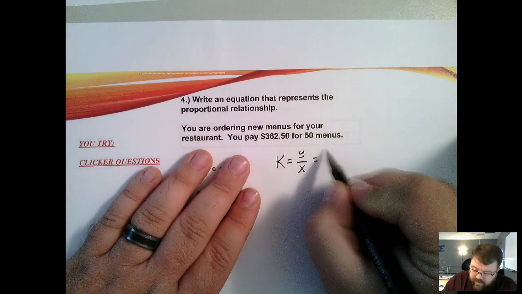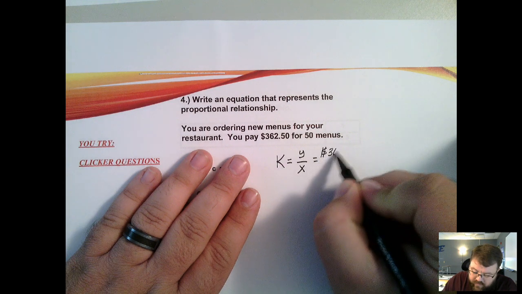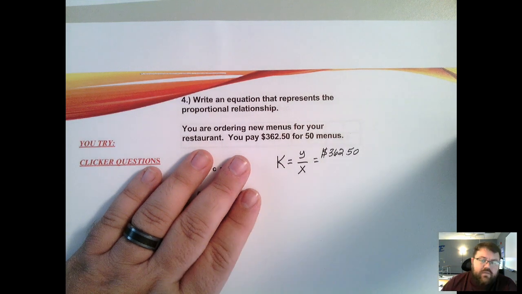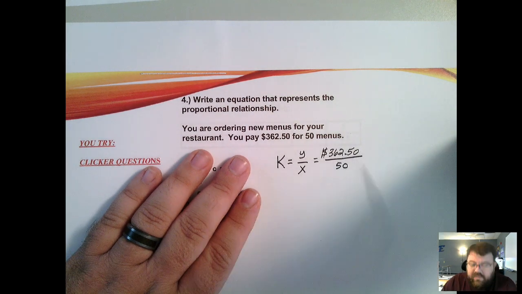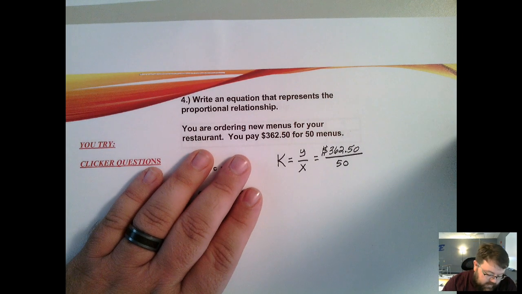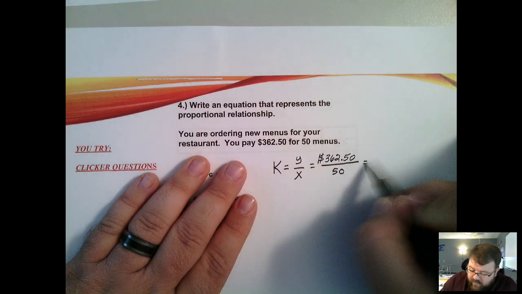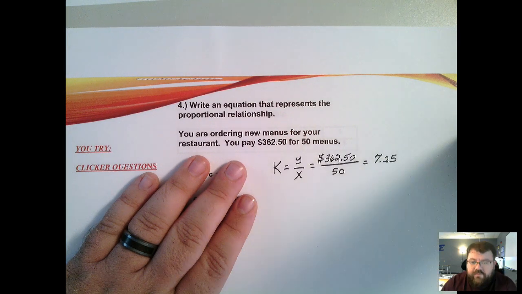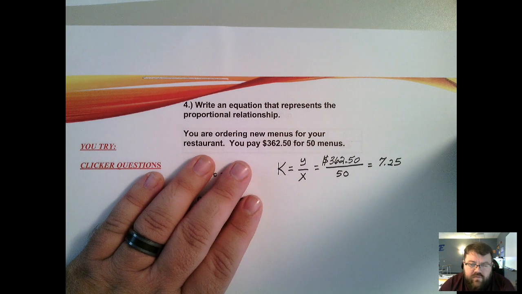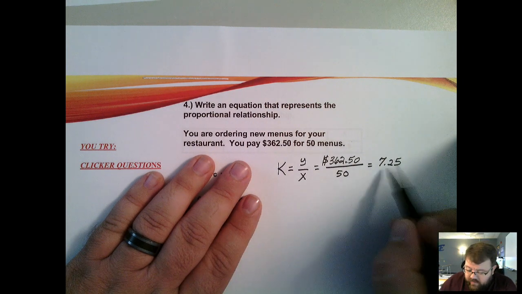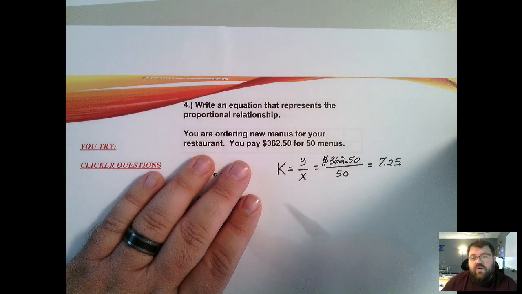All right, you should have said $362.50 divided by 50 menus. That gives you $7.25. What does that mean? $7.25. Hopefully you're able to tell me. $7.25 per menu.